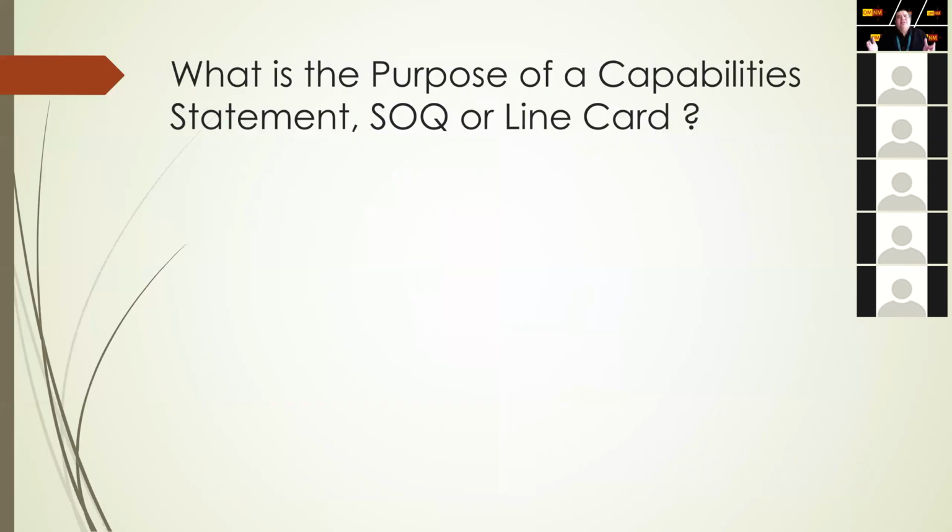So what's the purpose of a capability statement, an SOQ, or a line card? One word: competition. As you all know, the federal government procurement arena is a highly competitive marketplace, not only at the federal level and the state level, but also the tribal level. Companies as small as one or two people, such as mine, as well as larger companies with hundreds to thousands of employees, are submitting proposals to the federal government monthly, daily, and weekly.